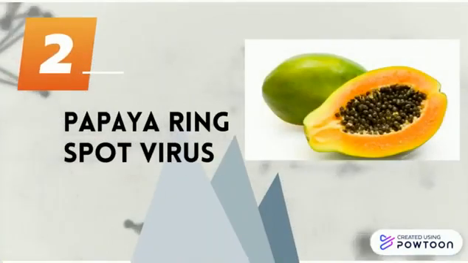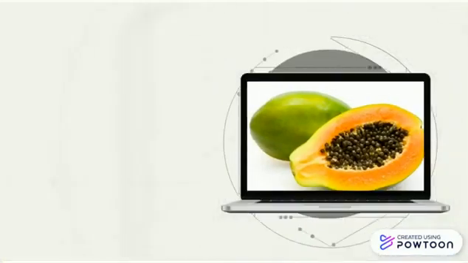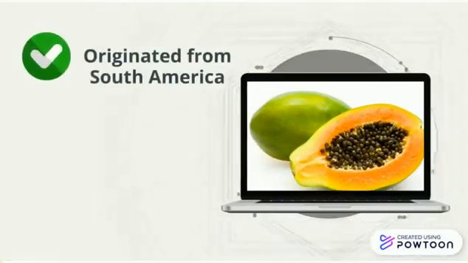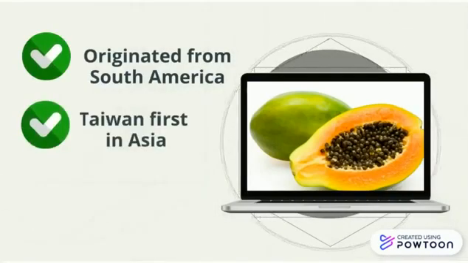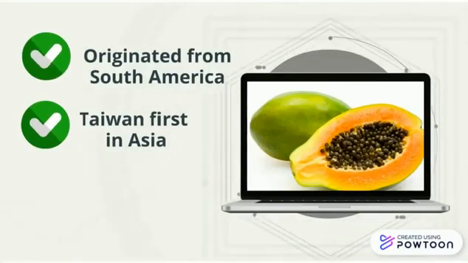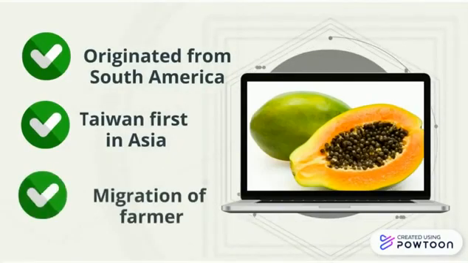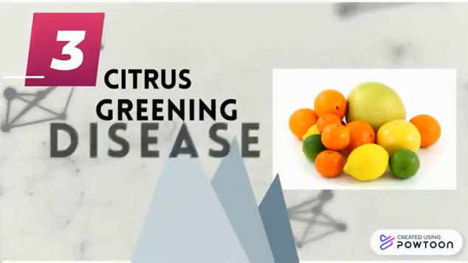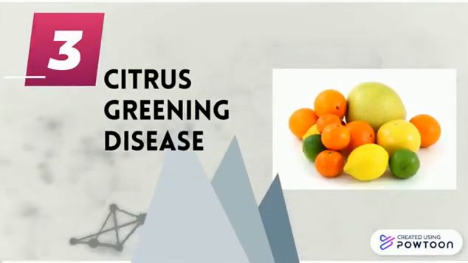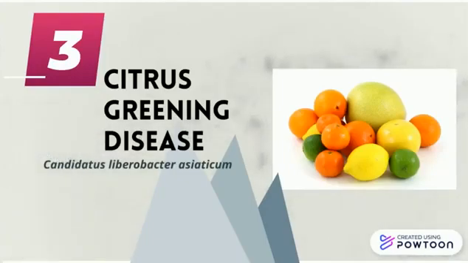The next example is papaya ringspot virus. This virus originated from South America, and Taiwan was the first country infected in Asia, followed by the Philippines. Farmers choose to move from the affected area to a new area to continue growing the crop in order to escape the virus. The last example given is citrus greening disease, which is caused by a bacterium.